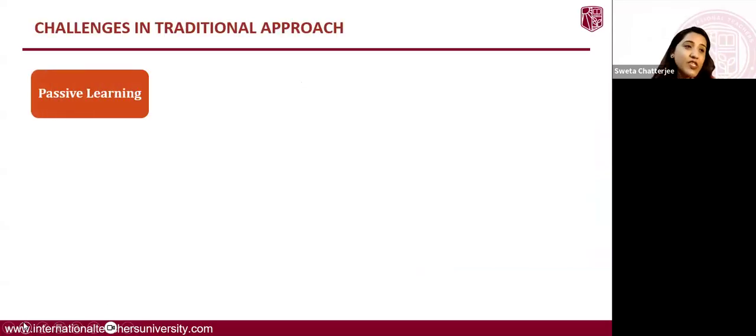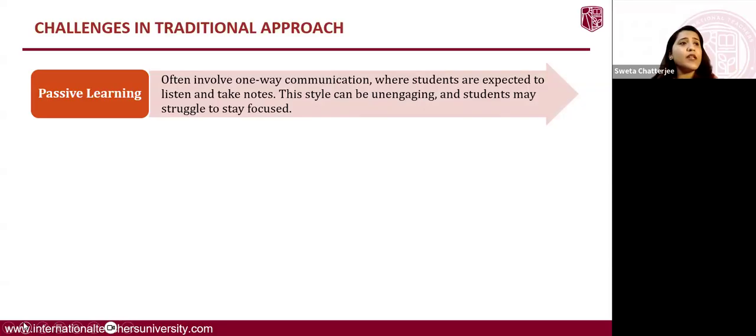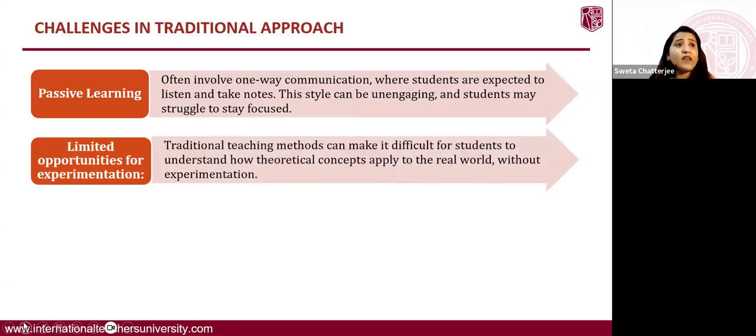But while traditional teaching has its strengths, it also presents some challenges. We definitely are still doing the traditional teaching, but let us see some of the challenges. Firstly, passive learning. Classrooms often rely on one-way communication. The teacher explains, students listen and take notes. This can definitely reduce engagement, and many students, the Gen Z, Gen Alpha students, struggle to stay focused, be patient, and deeply involved.